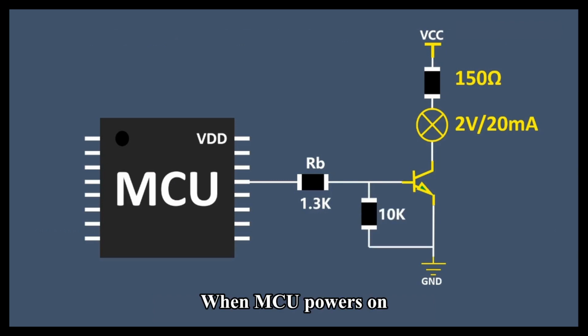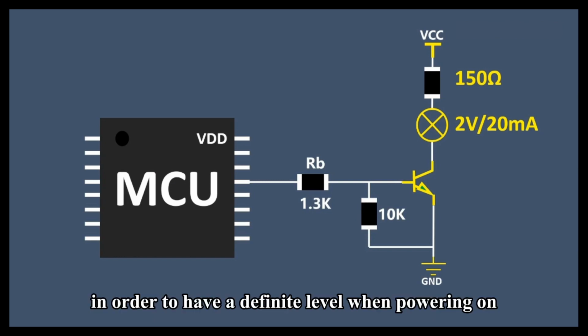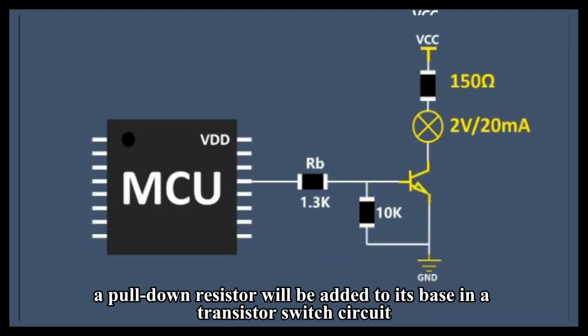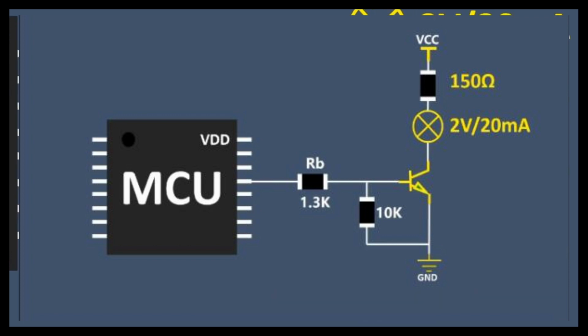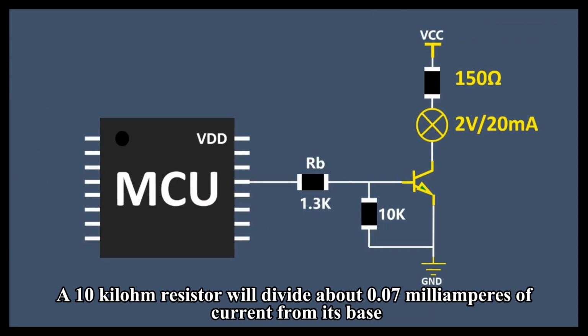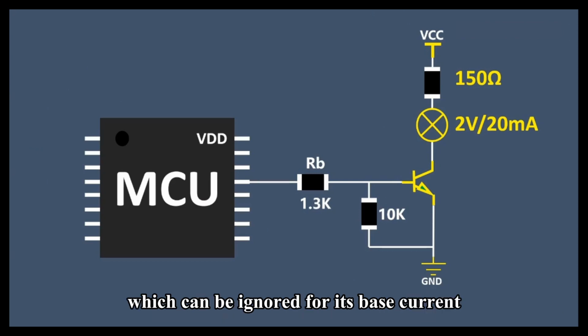When the MCU powers on, its IO status is generally the input status. Therefore, in order to have a definite level when powering on, a pull-down resistor will be added to the base in a transistor switch circuit. Its value is generally 10 kiloohms. A 10 kiloohm resistor will divert about 0.07 milliamperes of current from the base, which can be ignored for the base current.